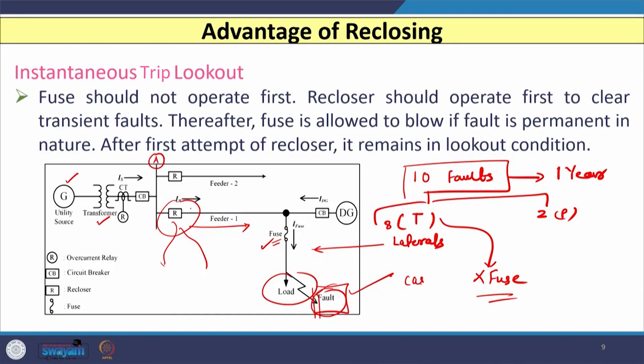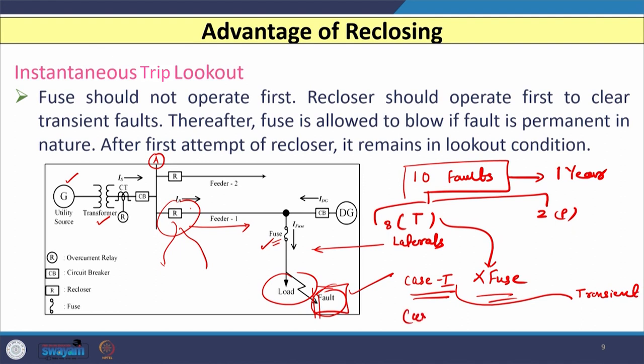So, for example, there are two cases. Let us say case 1 is that there is a transient fault on the lateral. Obviously, the recloser will sense this fault, the recloser will operate, it will again reclose, and the fault is transient. So, the system becomes healthy. This is nothing but the transient or temporary fault.